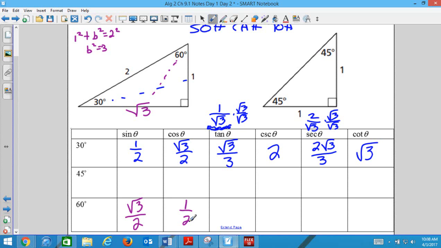Tangent of 60 is radical 3. Do you think it's a coincidence it's the same as cotangent of 30? Not a coincidence. Then for cosecant, secant, we're just going to flip these. So we've already done that. So you'll see that the cosecant of 60 is the same as the secant of 30. The cosecant of 30 is the same as the secant of 60. And then the cotangent of 60 is the same as the tangent of 30.